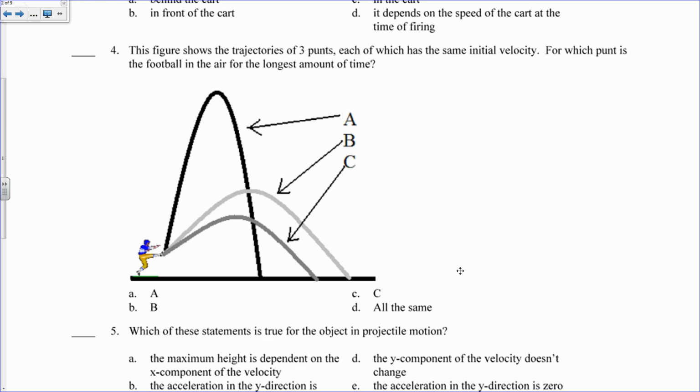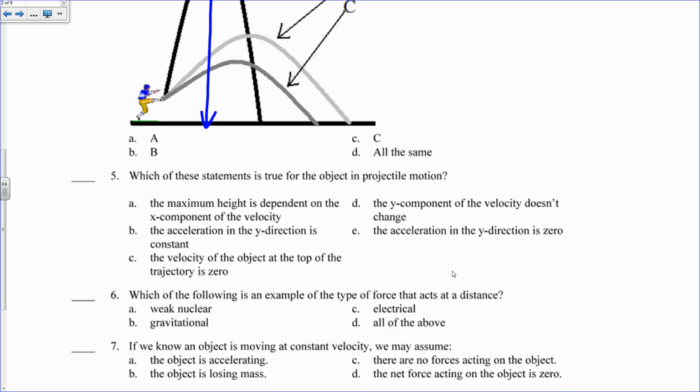Which of these punts has the longest hang time? The time in air is given by the y distance. All right, so A has the biggest y displacement, biggest time in the air.